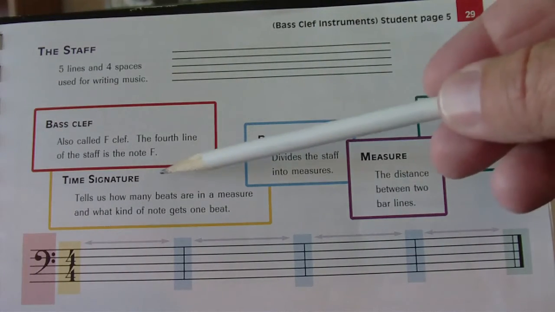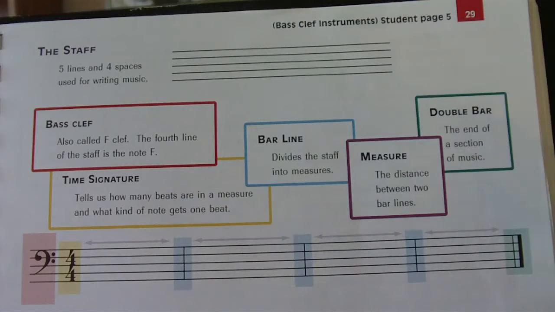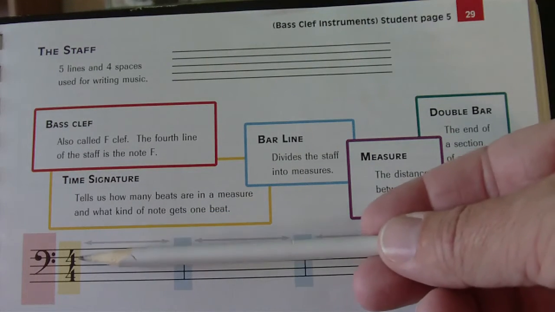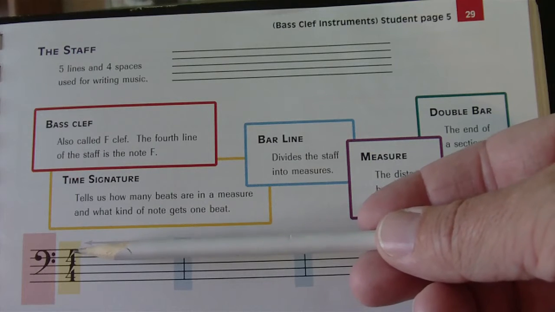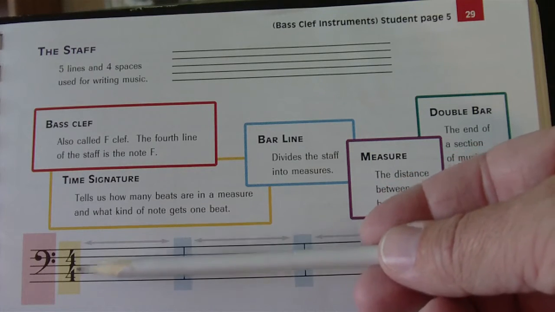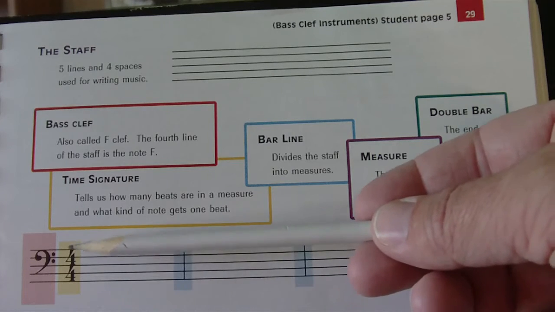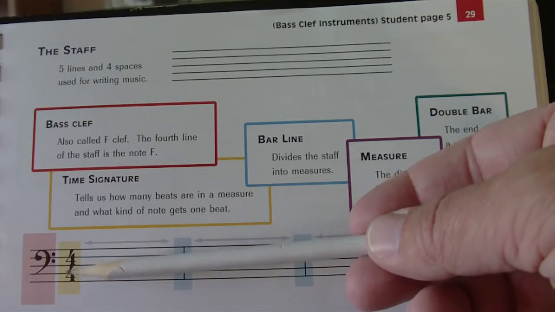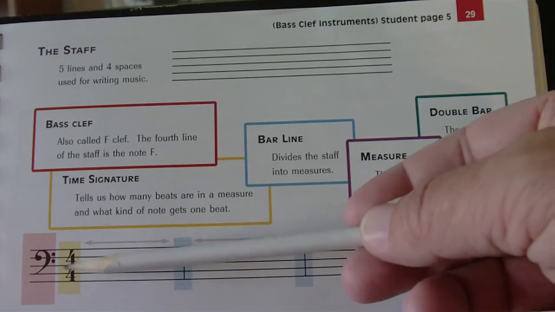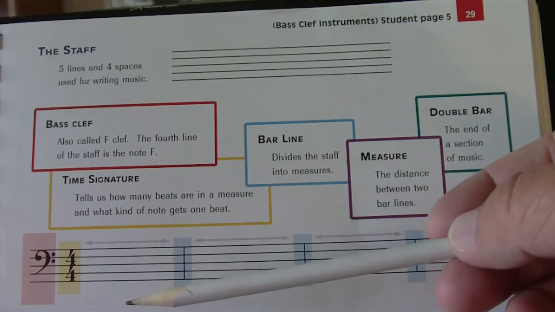This yellow box is talking about your time signature, which tells us how many beats are in a measure and what kind of note gets the beat. This top number says 4. That's how many beats are in a measure. 4 beats in a measure. This bottom number is a 4. That's 4/4 if it were a fraction. That would mean 4 quarters, meaning a quarter note gets the beat in 4/4 time.